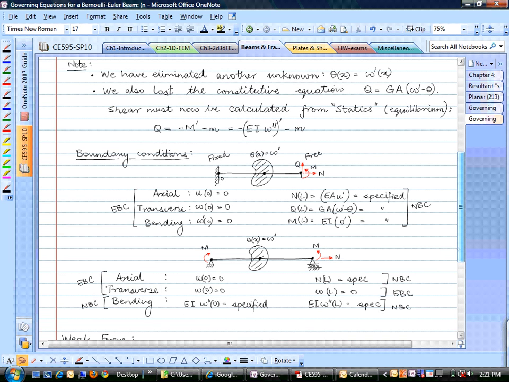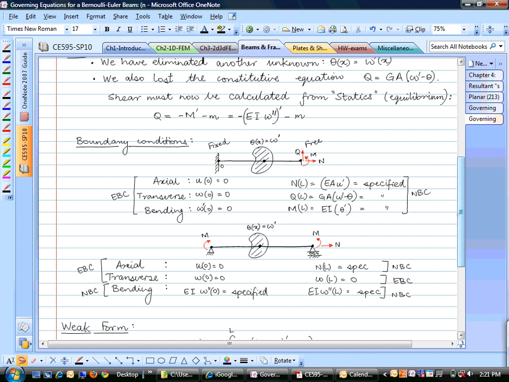So there are still a couple other things. Let me just mention the boundary conditions and then we'll call it a day. So similar boundary conditions for the cantilever beam. For the axial, we are saying no axial displacement, no transverse displacement. And since bending theta is equal to w prime, the bending boundary condition is also related to w. And the right-hand side free boundary conditions remain the same. They are the natural boundary conditions. These are the essential boundary conditions. And similarly for simply supported beam, we have these boundary conditions. And so next time what we'll do is go over this a little more and derive the weak form for this Bernoulli Euler beam theory.